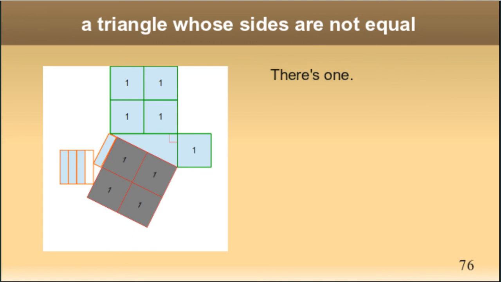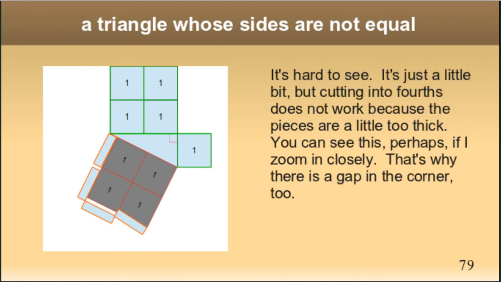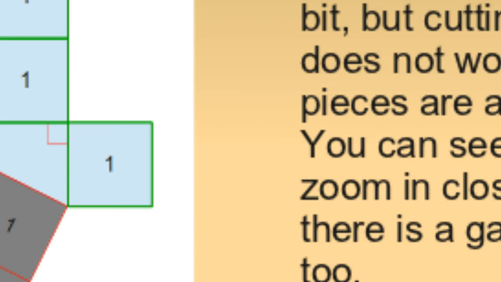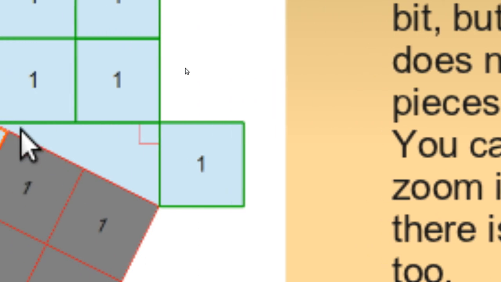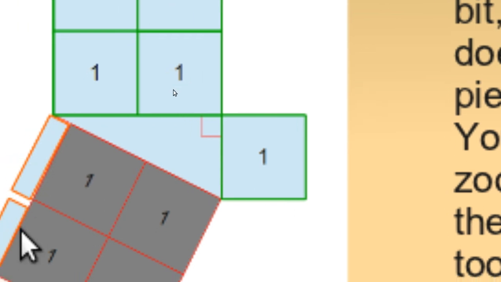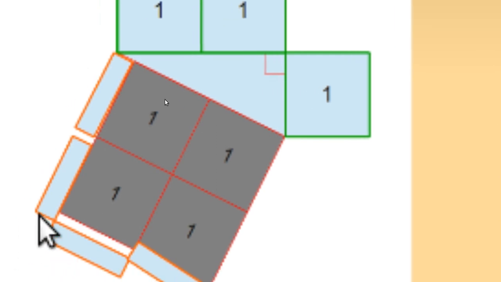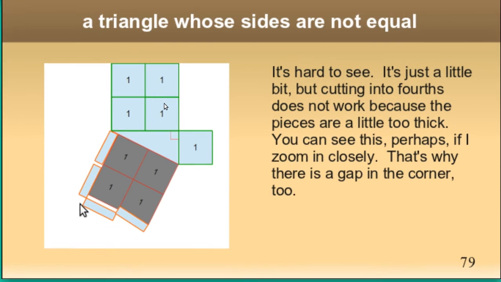Alright, here we go. There's one. Moving them around. And guess what? It doesn't work. There's going to be an amount left over. It's very hard to see. Let me zoom in. Do you see how that sticks out just a smidgen right there? It's too big. And if you went down here, even if you got these lined up perfectly, there would be a place missing right there, wouldn't there?